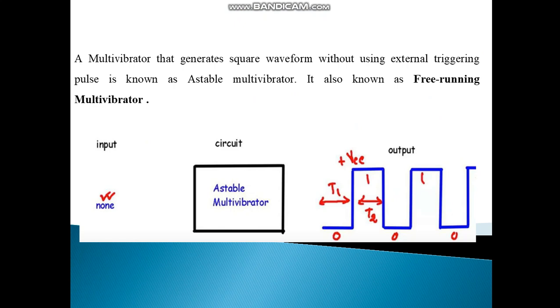A multivibrator that generates the square wave without using an external triggering pulse is known as an astable multivibrator. It is also known as a free running multivibrator. Without any pulse, we are making the square wave. That is called astable multivibrator.